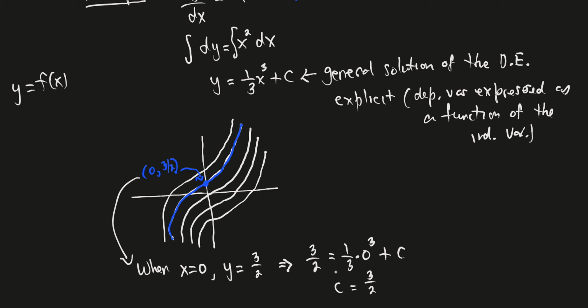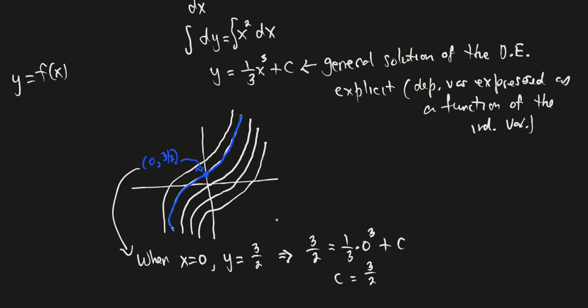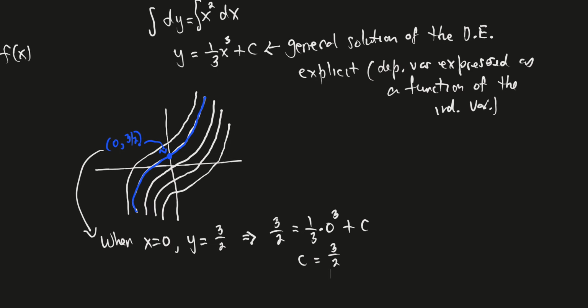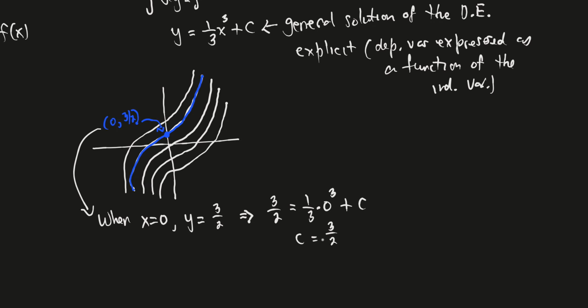But again, I wouldn't circle this. This is not my answer because this is not the function, right? Always keep reminding yourself that when you're solving a differential equation, it's a function that you're coming up with. So what we've done there is simply identify what the constant is. So of all these parallel curves, the one that passes through the point 0, 3/2 is this one, 1/3 x cubed plus 3/2. And this is called a particular solution. The particular solution that satisfies this condition, right?